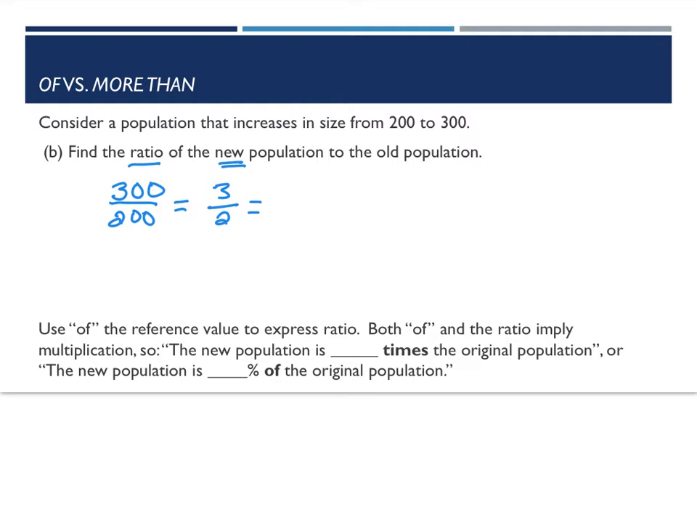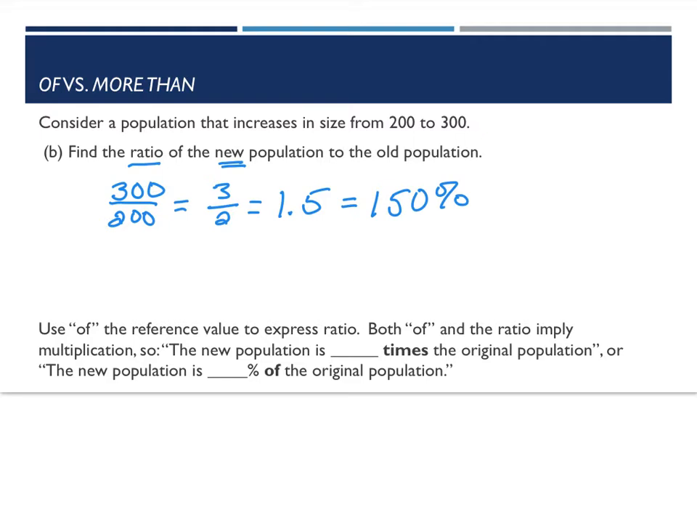Now I could change that to a decimal, and that would be 1.5. Now I could also change that to a percentage, which would be, let's move that decimal point over 2 places, and that would be 150%. So let's see how these numbers work into our wording.